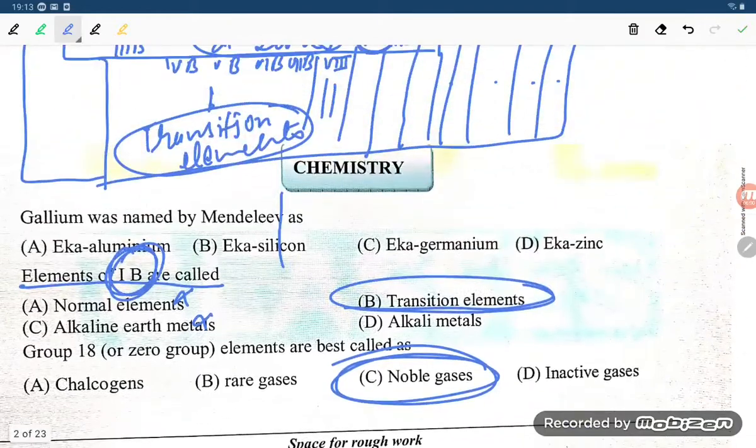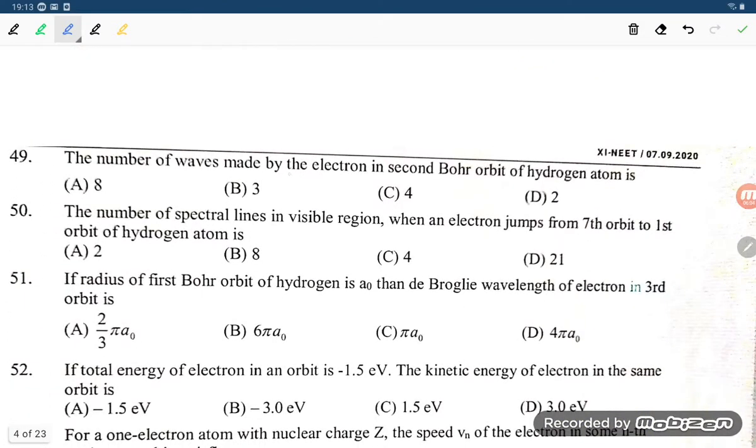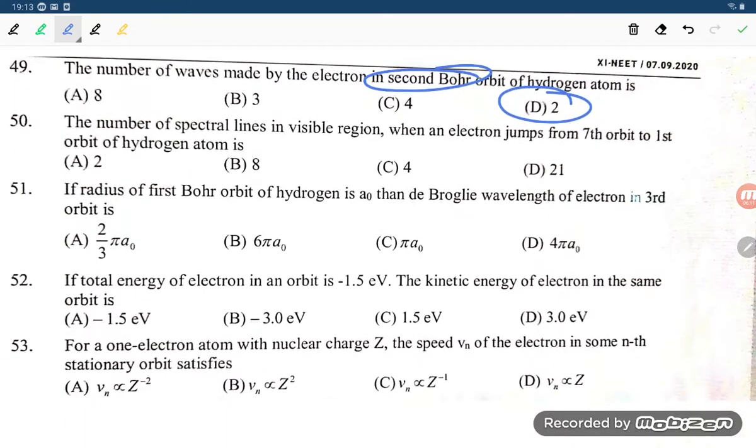So the correct option will be C, student. What is the question and what is the option? The number of waves made by the electron in second Bohr's orbit will be 2, student. So option number D is the correct option, student. Now let us move to 50.